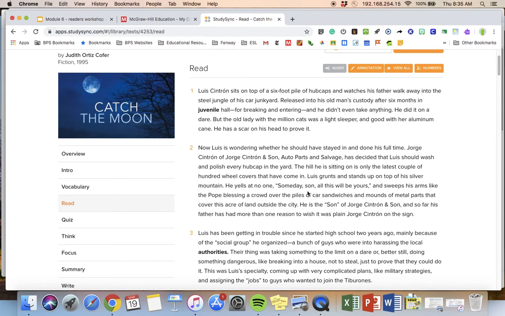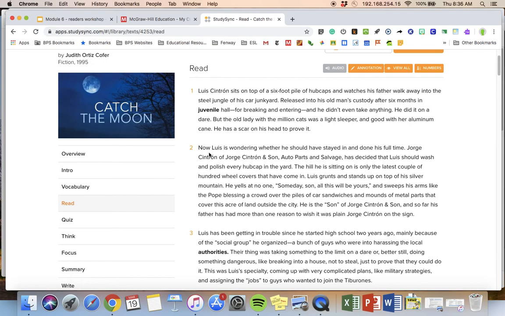"Someday, son, this will all be yours," and sweeps his arm like the Pope blessing a crowd over the piles of car sandwiches and mounds of metal parts that cover this acre of land outside the city. He is the son of Jorge Cintron and Son. And so far, his father has had more than one reason to wish it was just plain Jorge Cintron on the sign."